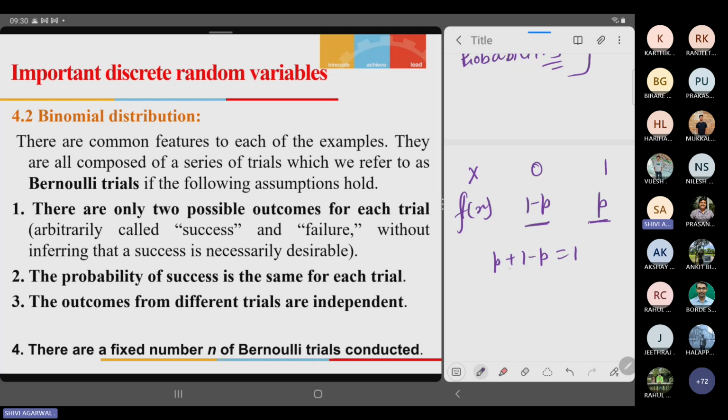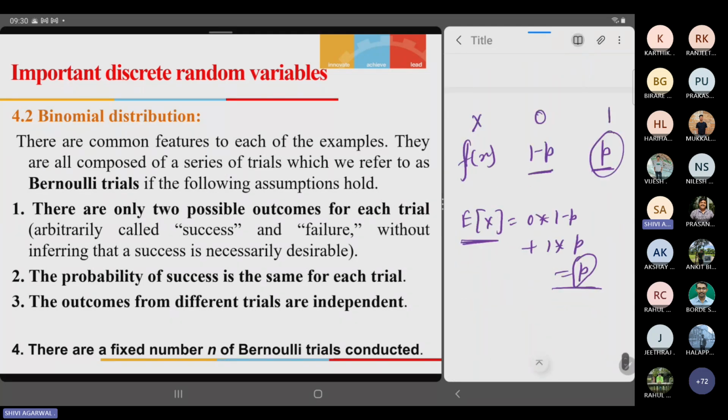You can also find the expected value of X. It is 0 multiplied by 1 minus P plus 1 multiplied by P, so it comes to P. So we can say X, the random variable of a Bernoulli trial, has the Bernoulli distribution with parameter P. This is the important thing, the parameter P, because we are assuming it ourselves; then the expected value of X is P.